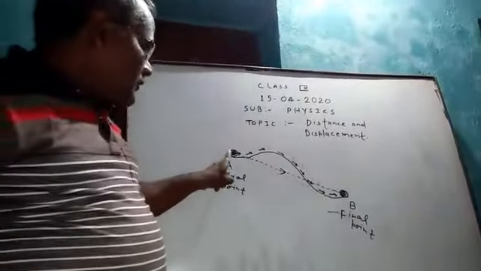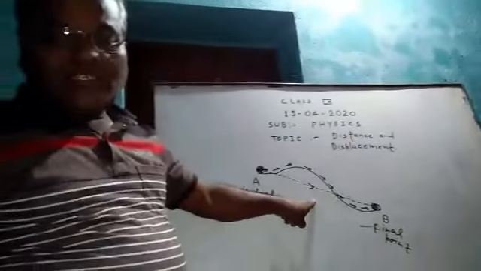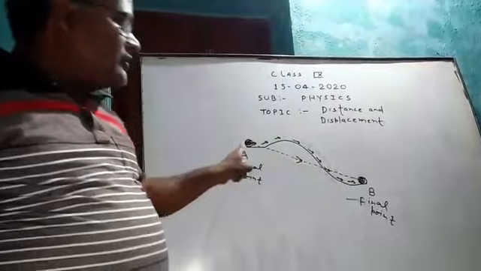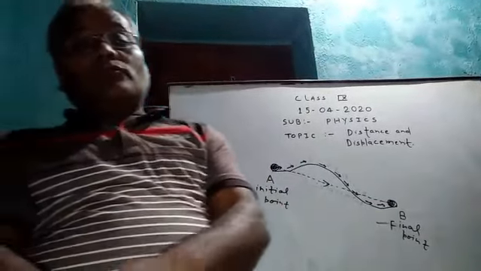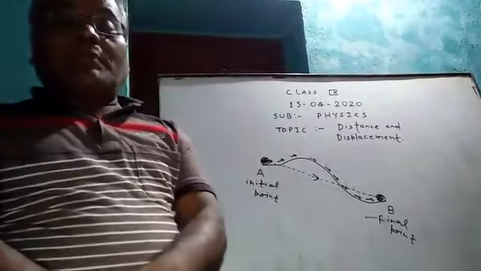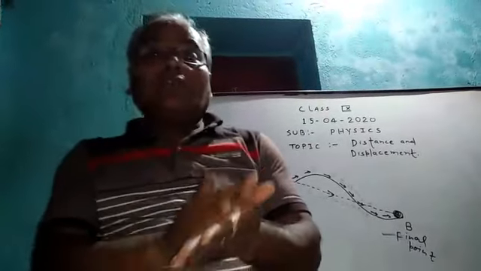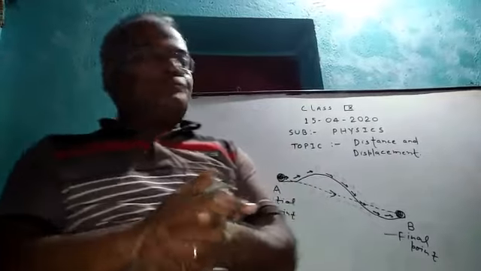And so the shortest length between 2 points will be called displacement, and the total length of the traveling path will be called distance. Distance is a scalar quantity, so it will always be positive with time, you remember it. But displacement is a vector quantity, so it can be positive, negative, and zero with time.